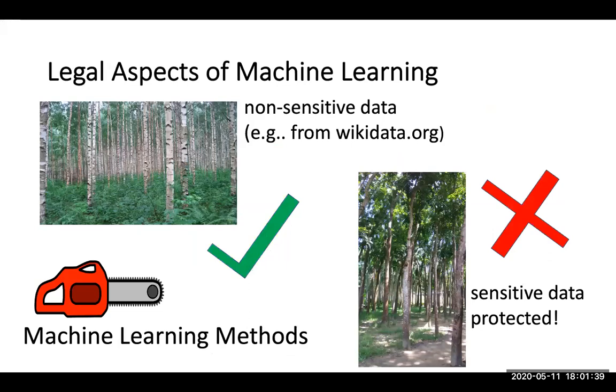And I like to use this picture of a chainsaw, which is not too difficult to start, like using a machine learning method in Python. It's also not too difficult if you have some coding skills. However, you can do harmful things with a chainsaw if you do not use it properly. In particular, you should be aware that some data is sensitive and you are not allowed to analyze it. So there is sensitive data which is protected, for example, by GDPR.